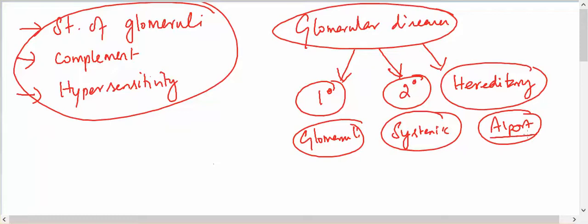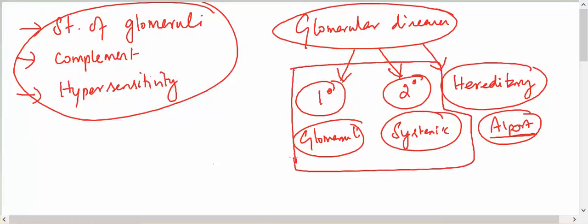For example, in thin membrane disease, in some individuals the membrane is very thin. In those people, from day one of birth there will be hematuria because the membrane is thin and the porosity is increased, so the blood keeps on leaking. These are the various diseases we see in hereditary conditions, but for us the more important ones are primary and secondary glomerular diseases.